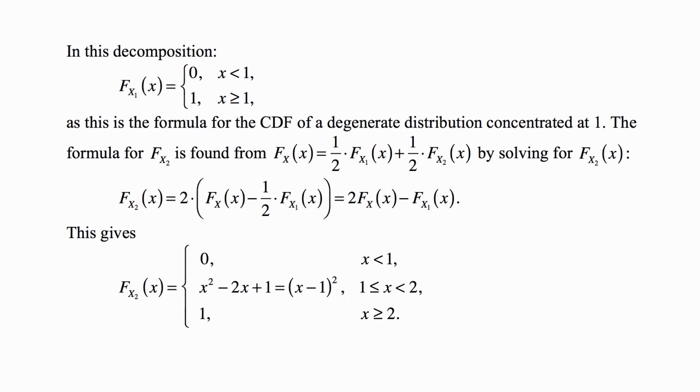The formula of F sub X2 is found from the fact that we know that F sub X of x has to be equal to this weighted average. And we just solve it for F sub X2 of x, and it's got to be equal to 2 times F sub X of x minus 1/2 F sub X1 of x. So it's 2 times F sub X of x minus F sub X1 of x. And you just calculate it, and it comes out to be 0 for x less than 1, x squared minus 2x plus 1, which is (x minus 1) squared, for x between 1 and 2, and 1 for x greater than or equal to 2.